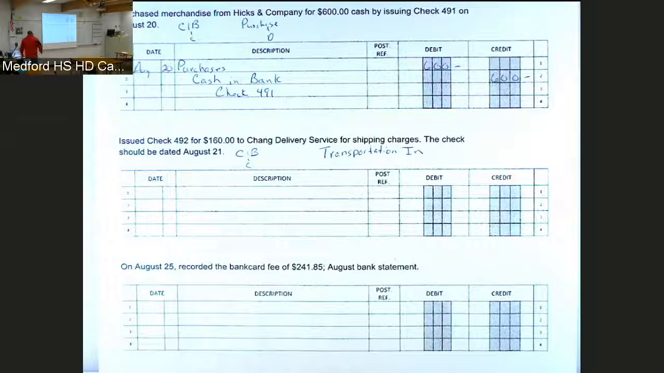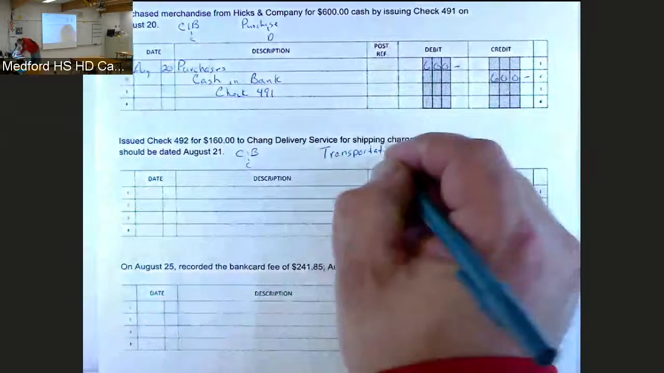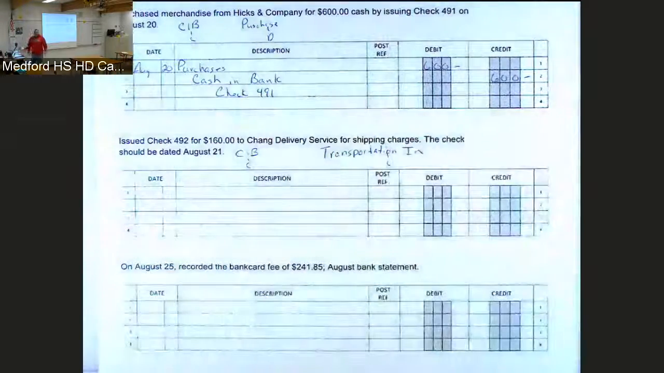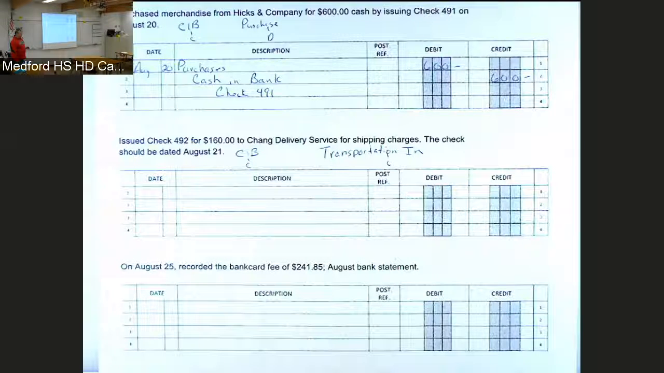Debit. Why? It has a debit increase because what type of account is transportation in? The cost of merchandise. Can you see why this is not an expense account?